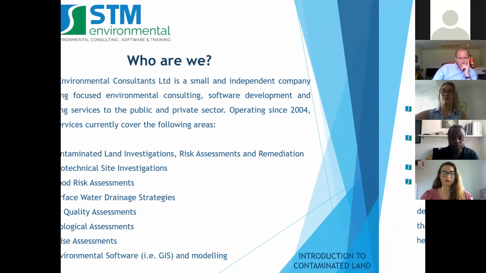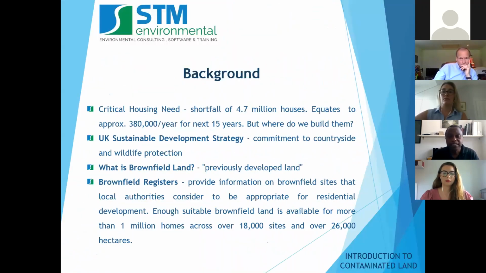So that's who we are. Let's get into the background on contaminated land. Why are we here? Essentially, the whole thing is driven by the critical housing need that's been identified. There's 4.7 million houses that we need to satisfy demand. That equates to about 300,000 houses per year for the next 15 years. So that's a lot of houses. Where to build them?